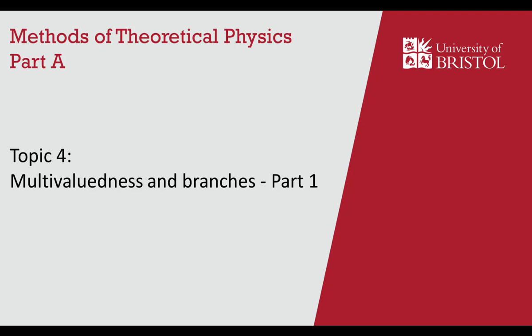Hello and welcome to topic 4, multivaluedness and branches. In the first topic, we saw that the argument of a complex number is only defined up to terms in 2 pi i. And for some complex functions, this ambiguity in the input leads to multiple output values. In this topic, we will see that we can cut the complex plane to restrict the function's input. And this defines a single valued branch where the function is analytic.